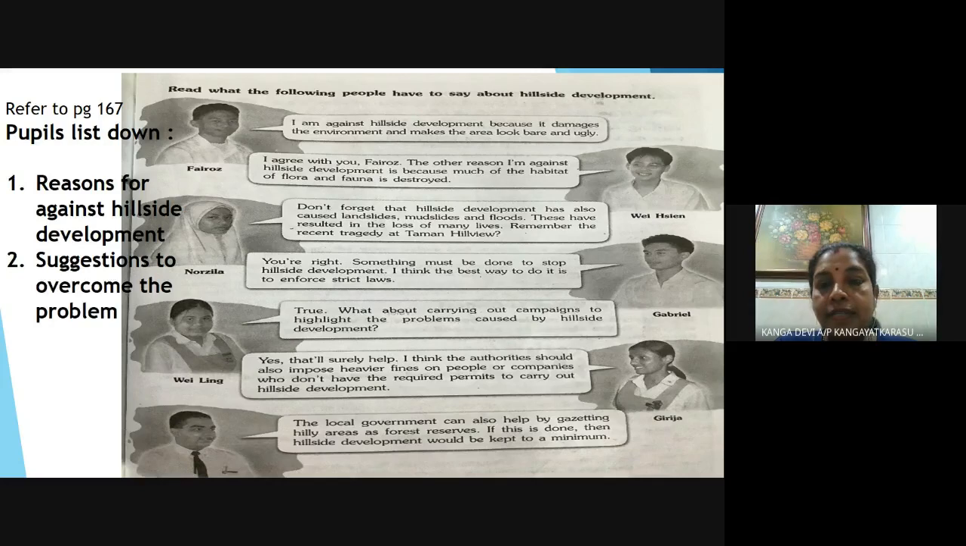Wailing says. Okay, she says, sorry, not Wailing, Girija. She says that I think the authorities should also impose heavier fines on people or companies who don't have the required permits to carry out the hillside development. Okay, we find that students who are very weak, they don't know the meaning of impose. They won't know maybe even fines, but they will know permit because they all know this word permit very well. So they can guess and more or less come up with the meaning.